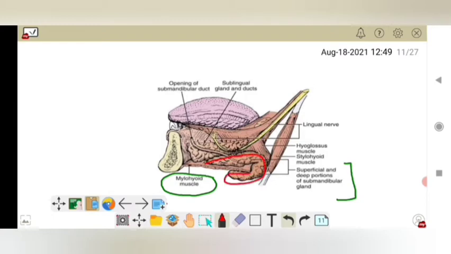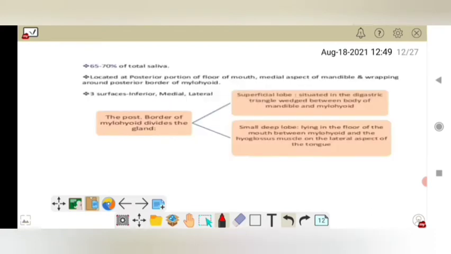This is a J-shaped gland. This J-shaped gland is the submandibular gland. The J shape is because the mylohyoid muscle divides the gland into two parts, superficial and deep. This is the sublingual and this J-shaped gland is the submandibular gland. The submandibular gland secretes about 65 to 75% of total saliva.